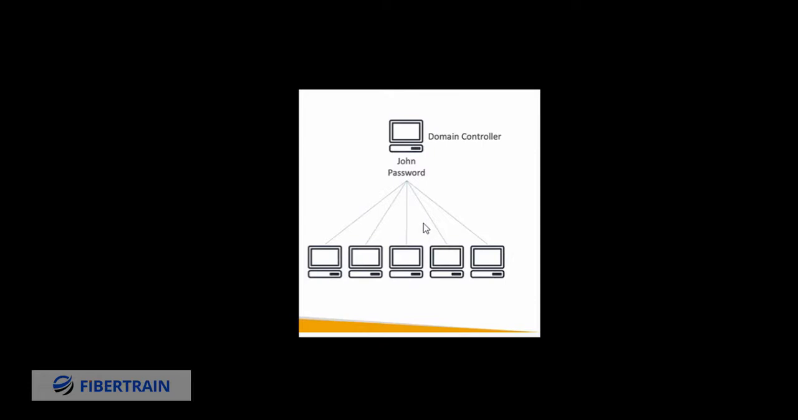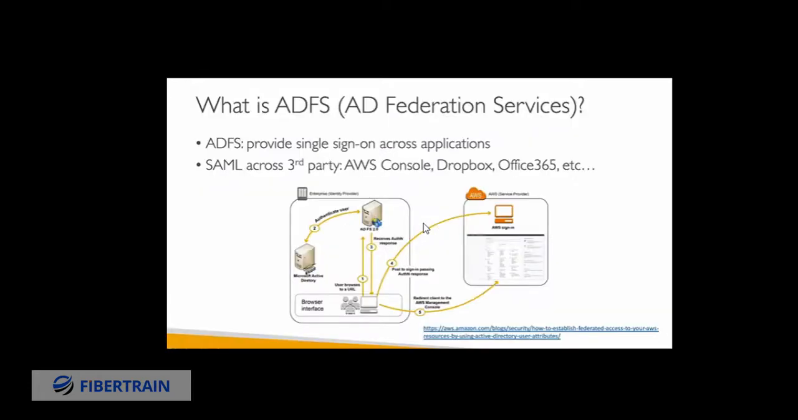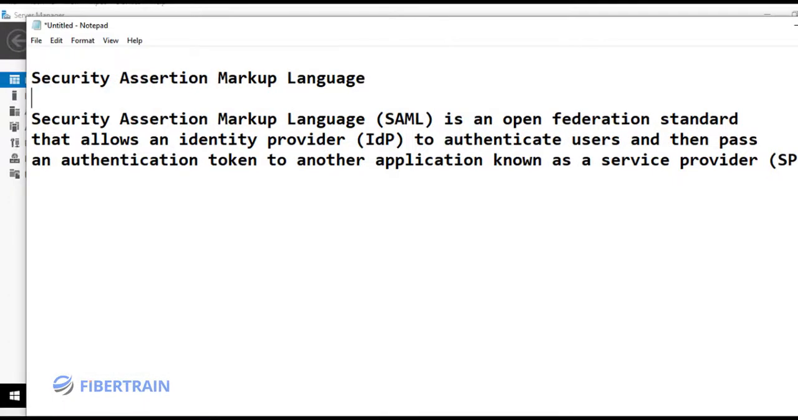This Active Directory Domain Services is Microsoft Active Directory. Now, whenever you learn how to set up Active Directory Domain Services, you're also going to know what is called ADFS, which is Active Directory Federation Services. ADFS is used to provide single sign-on across all your applications, either on-premises applications or AWS or cloud-based applications, using what is called SAML. SAML is basically Security Assertion Markup Language.